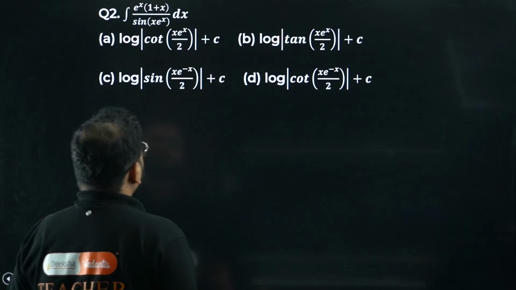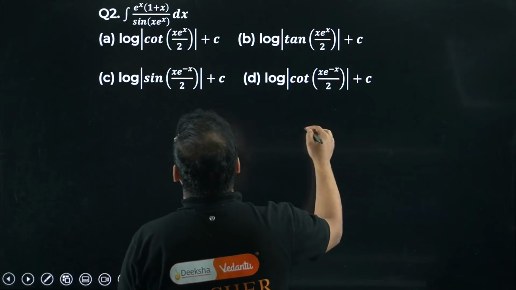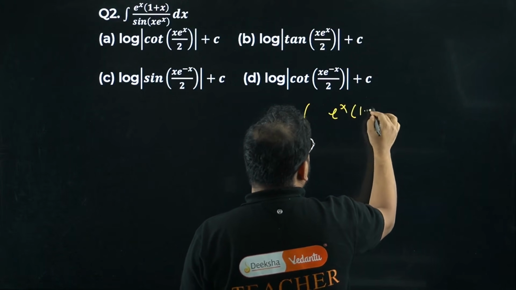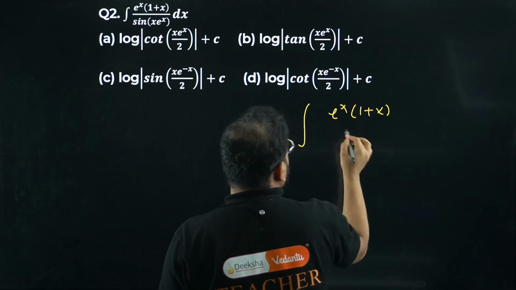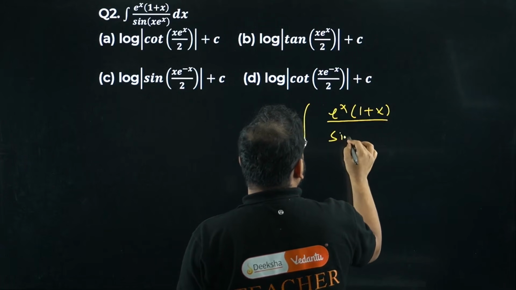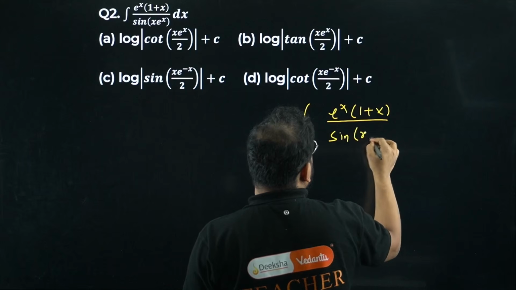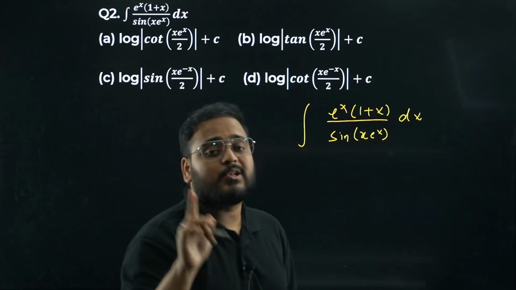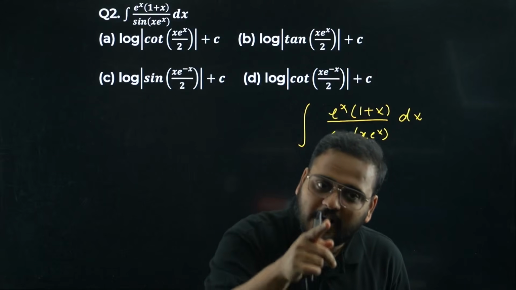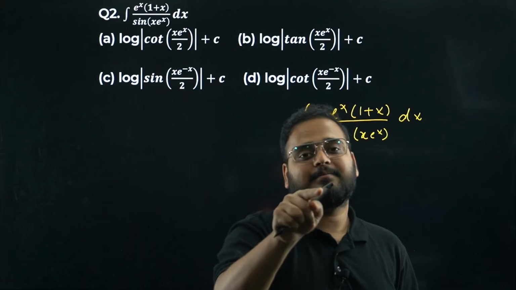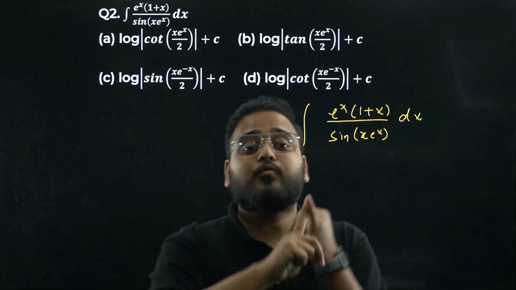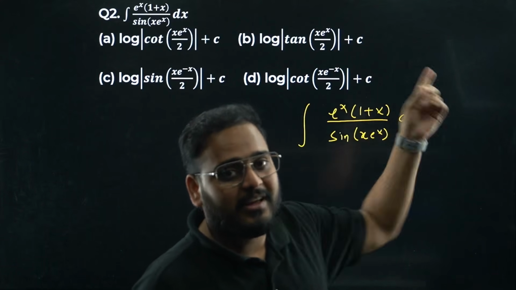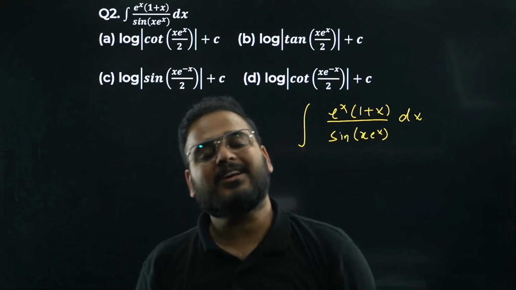Okay. So let's do it. Integral of e power x (1 plus x) divided by sine x e power x, dx as well. First thing I taught you is look for derivative. Look for a function whose derivative is present in the given expression of integration. If you can find that, that is your actual substitution.